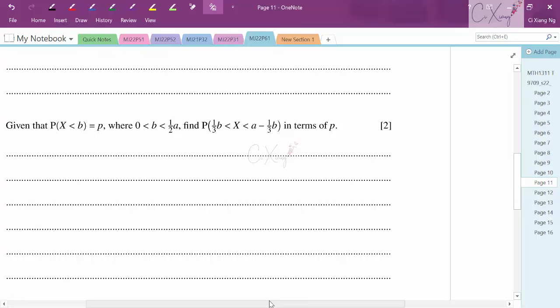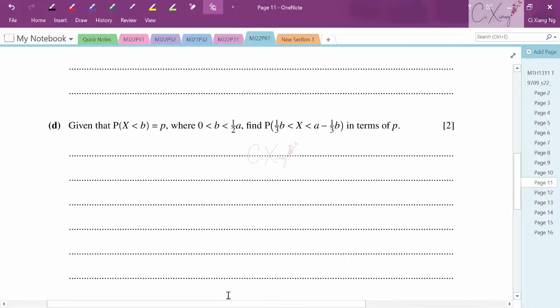Okay, so for part D, they give us that the probability X smaller than b is equal to p, where b is smaller than half a. Again, let's express it in diagram form for better understanding. So this is a. The center is a over 2, and they told us that b is smaller than a over 2. So you can put b here, and this whole area for b is p.